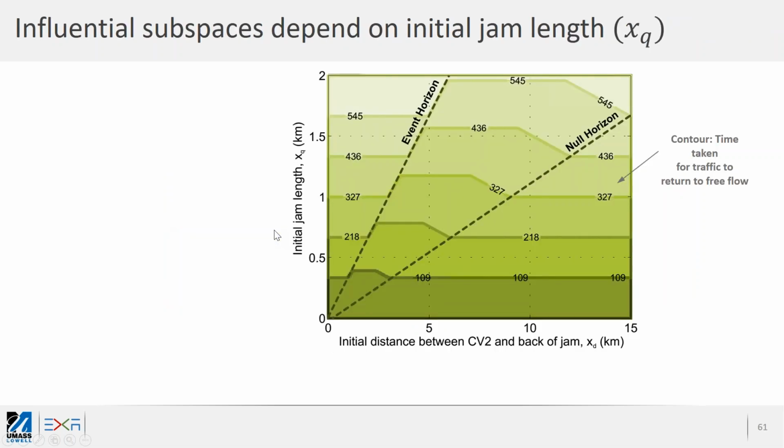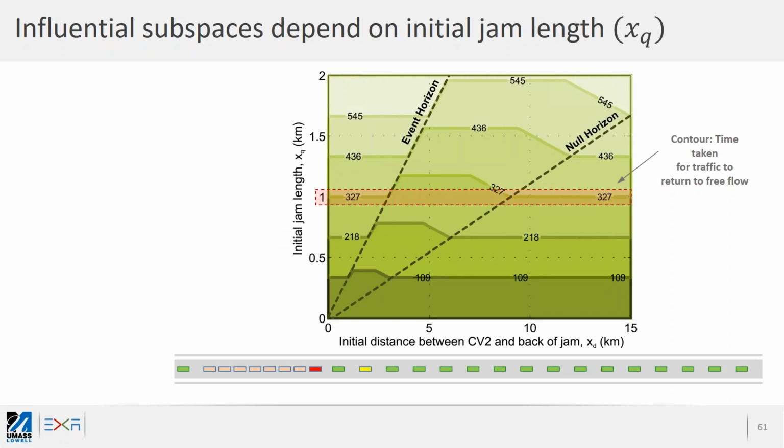Okay. Now we can look at how the event horizon or the influential subspace changes with respect to different locations. So over here, we've shown how it changes with respect to initial jam length. If you've got a really big traffic jam or a small traffic jam, what does the event horizon look like? So let's say the initial jam length is a kilometer long traffic jam, and the connected vehicle is somewhere over here. It is not going to have any impact. If it's really far out, behind in region 2, I think it was, it's not going to have an impact. But if it is in the influential subspace, the traffic flow will return to free flow sooner than 327 seconds, which is the contour line over there.